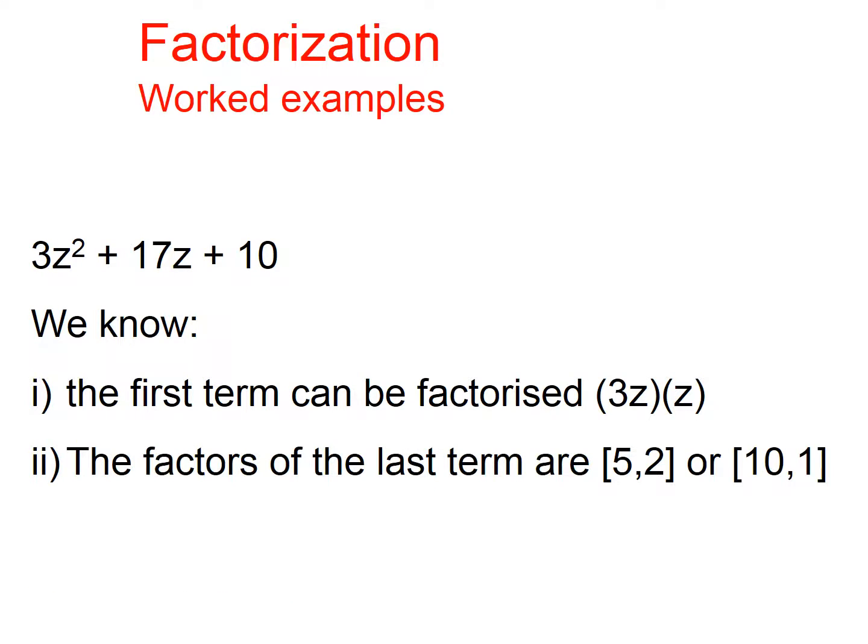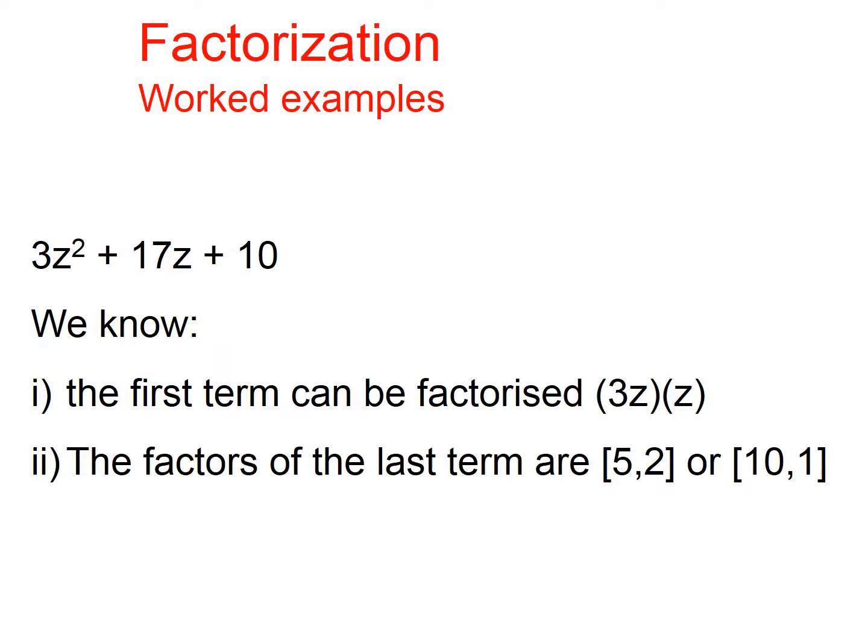Here we've got 3x squared plus 17x plus 10. This time we're looking for things that go into our brackets. There's going to be an x here and an x here, and we don't know what's in front of them, except the thing that goes in front of them has to be a factor of this. In this case it's relatively straightforward. It's either 3 or 1. Those are the only factors of those numbers.